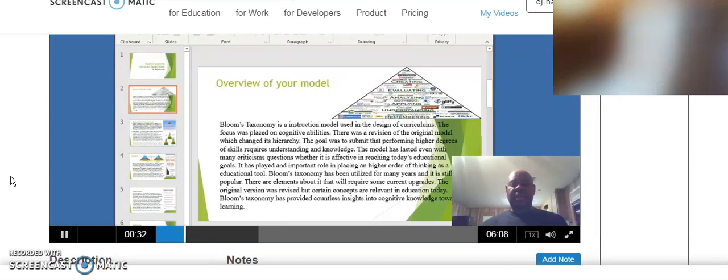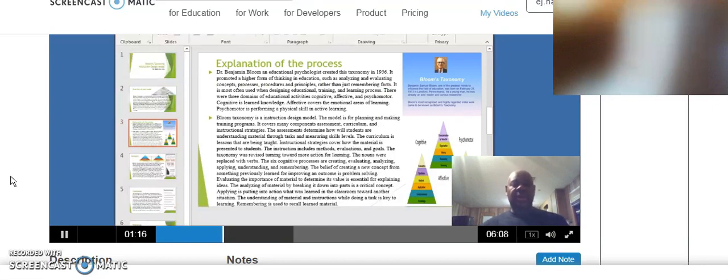The model has lasted even with many criticisms questioning whether it is effective in reaching today's educational goals. It has played an important role in placing higher order thinking as an educational tool. Bloom's taxonomy has been utilized for many years and it is still popular. There are elements about it that require some current upgrades. The original version was revised, but certain concepts are relevant in education today. Bloom's taxonomy has provided countless insights into cognitive knowledge towards learning.